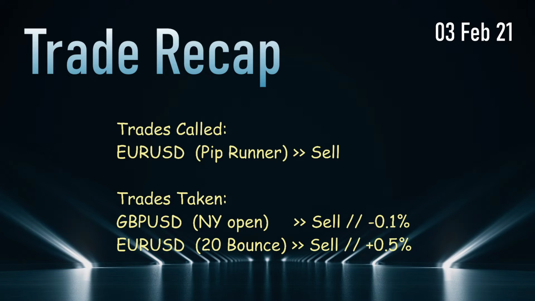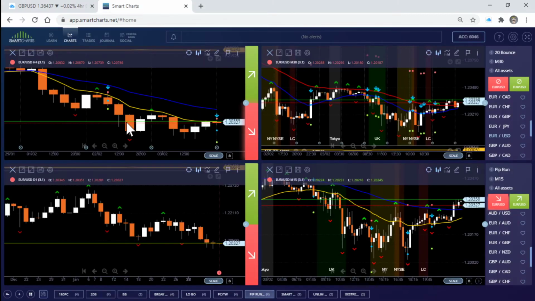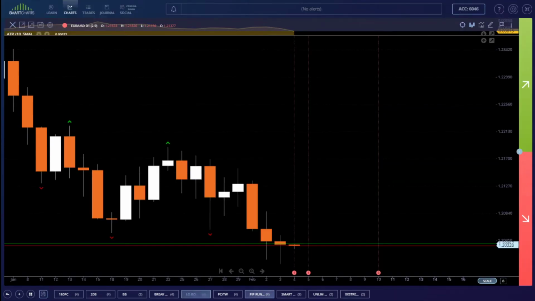Trades I did take were later on, in the New York Open in a stream I did with Pound USD, and then I took one later in the New York Stock Exchange Open, about 3 o'clock my time-ish, 3 p.m. UK time, for 20 bounce. So I'm going to run through these trades. Let's just get to it. I'll start with Euro USD, the one I took with my client, and I'll run through what I was looking at. So when we came to the charts, let me just full screen this.